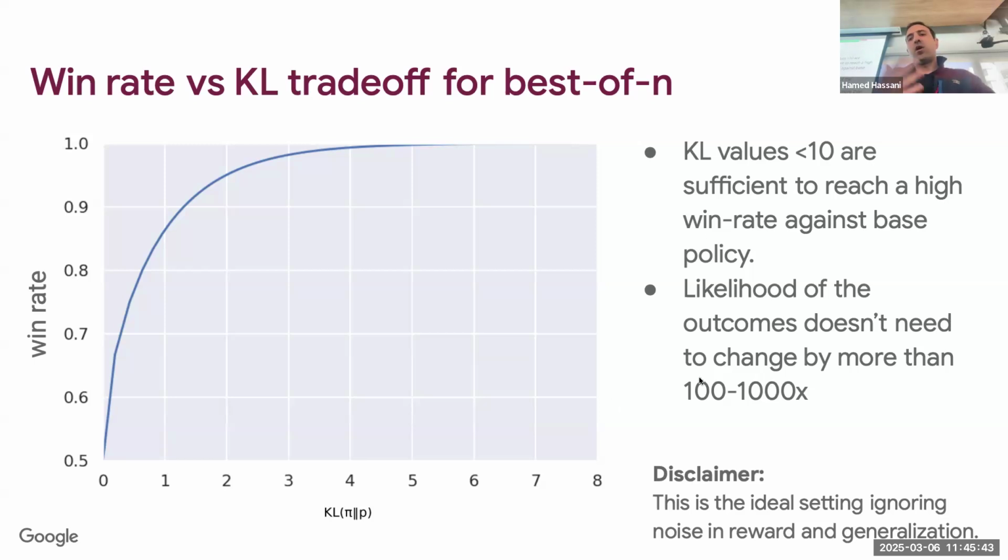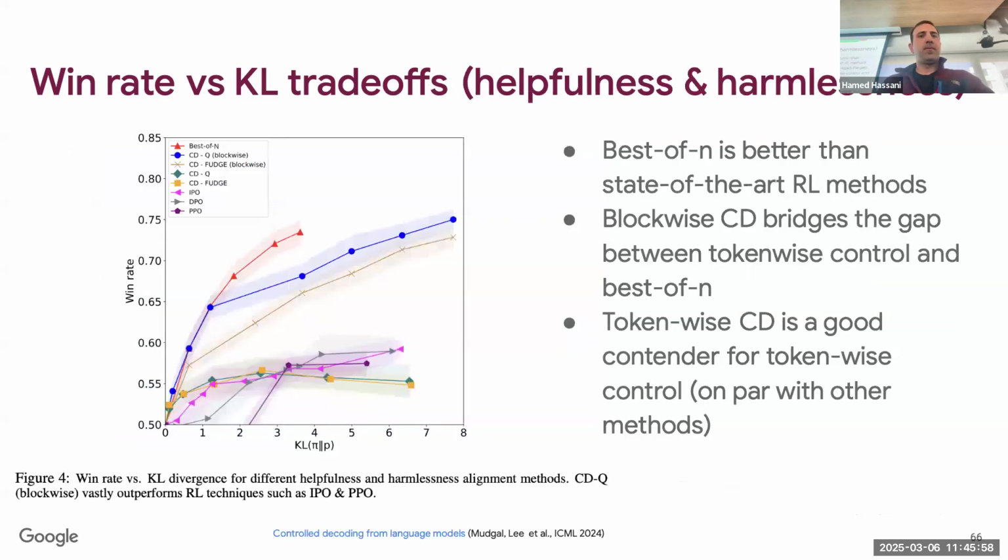Now, of course, this has a lot of disclaimers. This is idealistic. There is no generalization happening, and so on. But I think it remains that KL values in single digits is what the target should be. Okay, now let me show you a typical win rate versus KL divergence trade-off here.